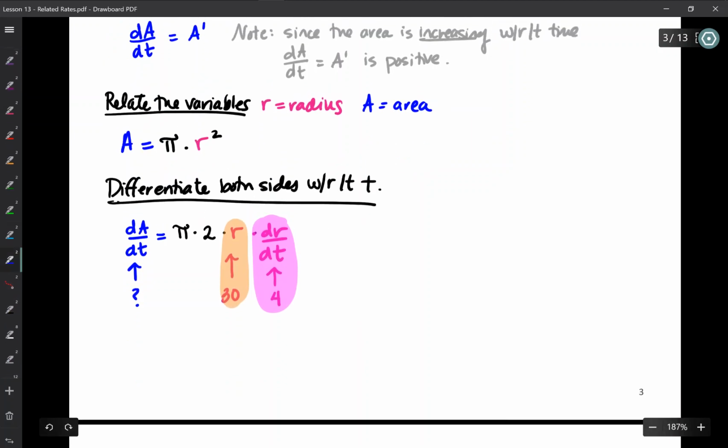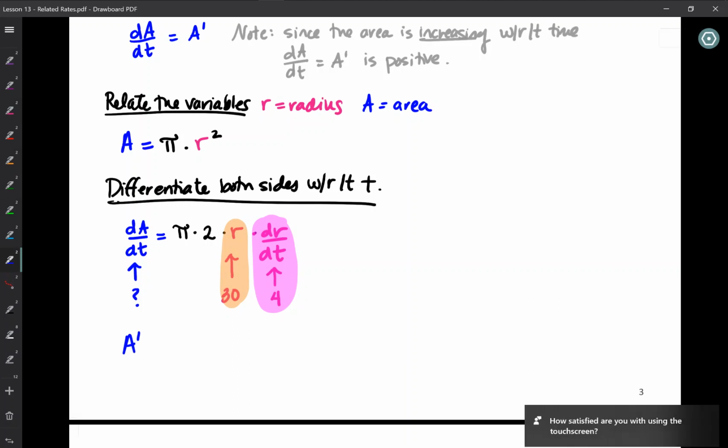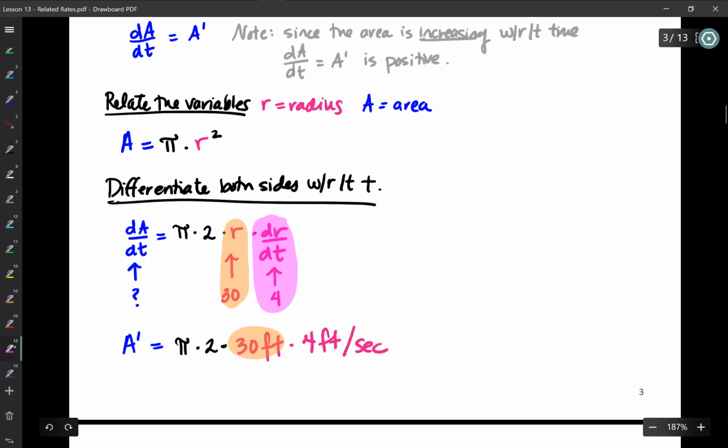dA/dt, or if you prefer, A prime, the rate at which the area changes with respect to time, is equal to pi times 2 times 30. And if you want to include the units, you can. 30 feet times 4 feet per second, if we want to include those units.